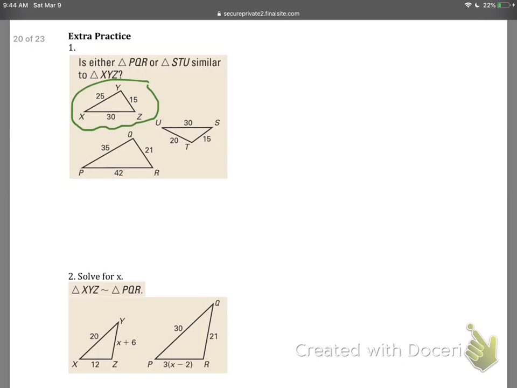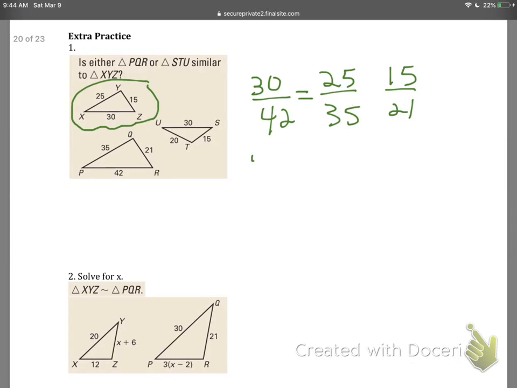So how about, look at the longest side. Is longest to longest in the same proportion? So here are my proportions. I have 30 over 42. Go for the middle ones next, 25 over 35. And then go for the smallest ones next, so 15 over 21. Okay, put those in your calculator and see what decimal you get.